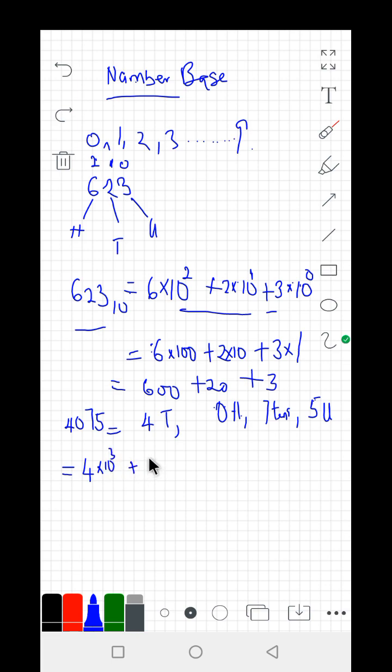So you can write it as 4 times 10 raised to power 3, since thousands is 10 raised to power 3, we are aware of that, plus 0 times 10 raised to power 2, we know that 1,000 has 3 zeros, plus 7 times 10 raised to the power 1, plus 5 times 10 raised to the power 0. That's just it for that.